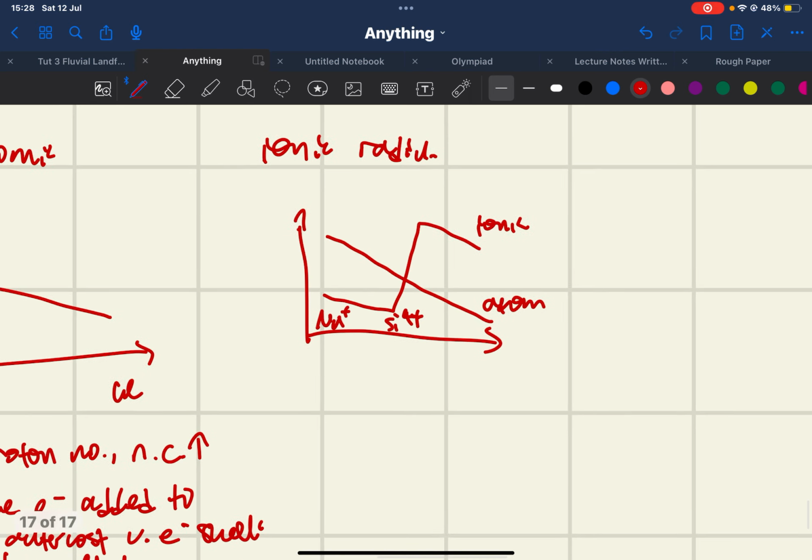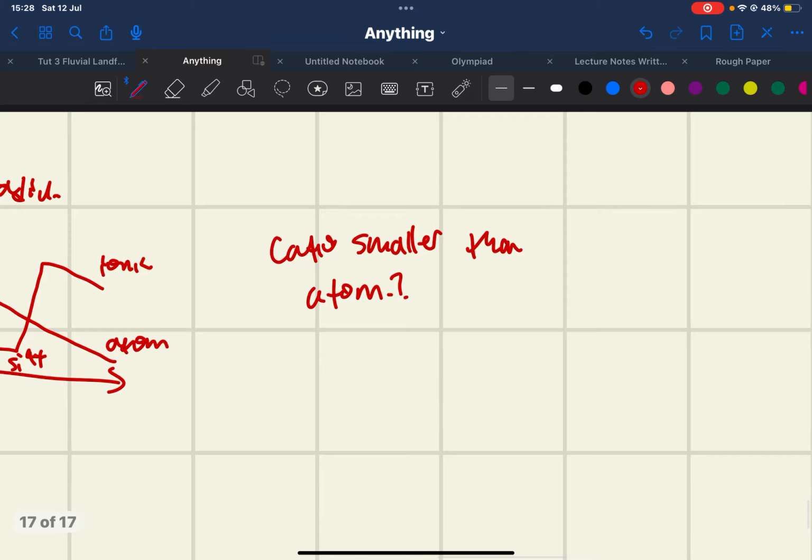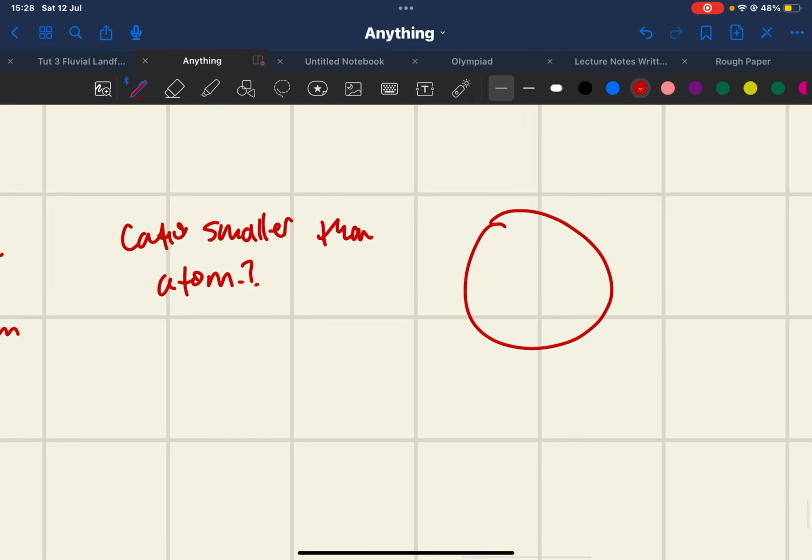First of all, I'm going to explain the cation trend first. A cation is actually smaller than its atom. Why? The reason being, the cation first of all has one less electron shell. For example, let's say this is sodium. Sodium has 2 electron shells, and maybe the inside shell is filled. So this is sodium.